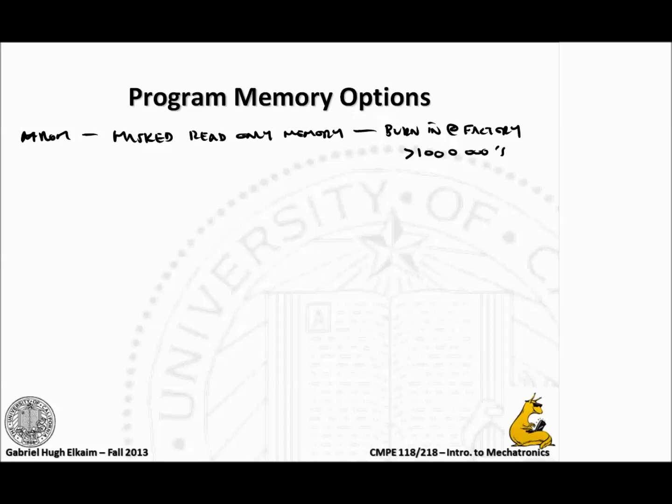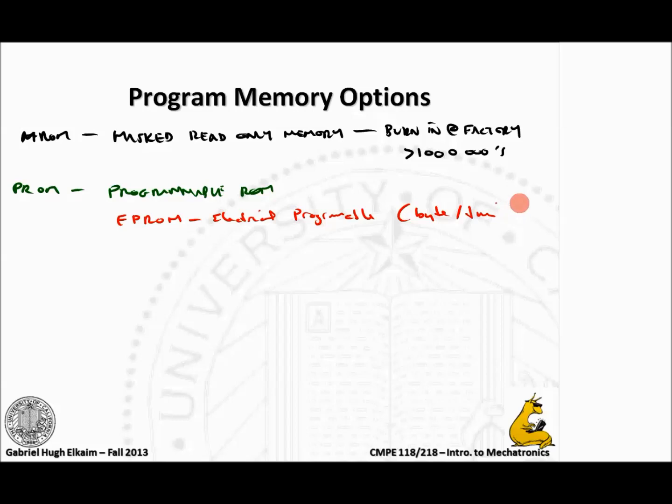So, all right. The next one, PROM. That's a P. And this is programmable read-only memory. And within this, there is the EPROM, which means electrically programmable. And this is a byte at a time. All right, so you can do that.